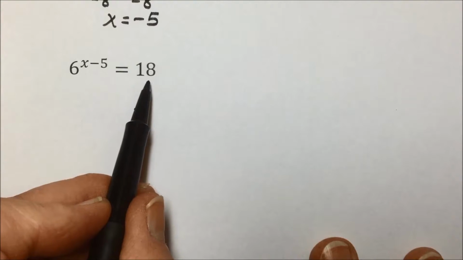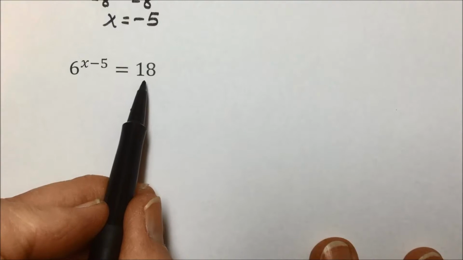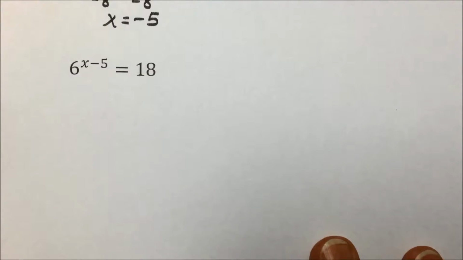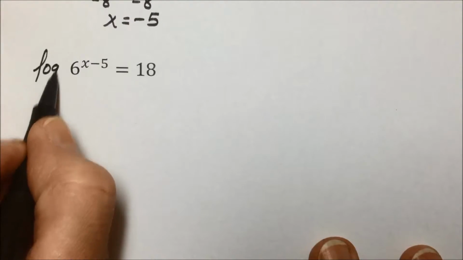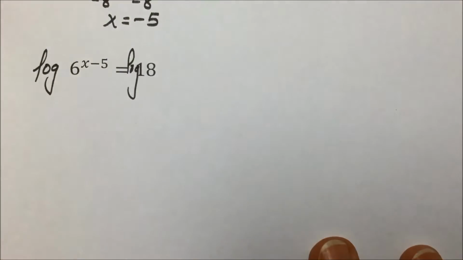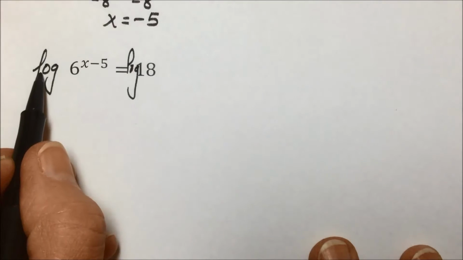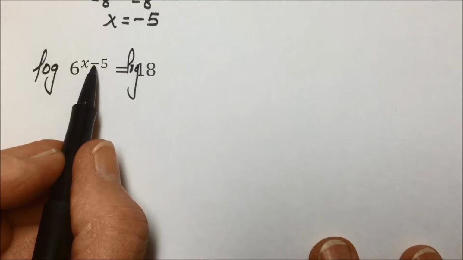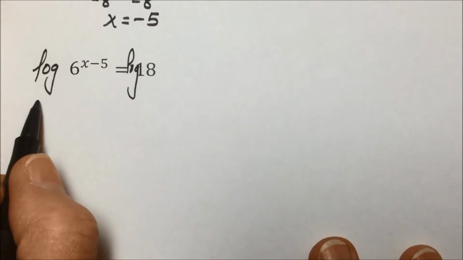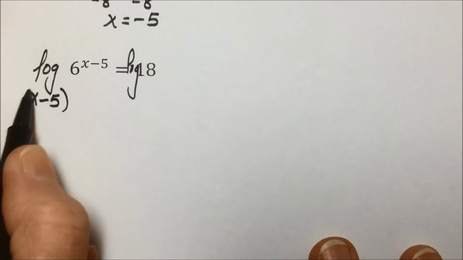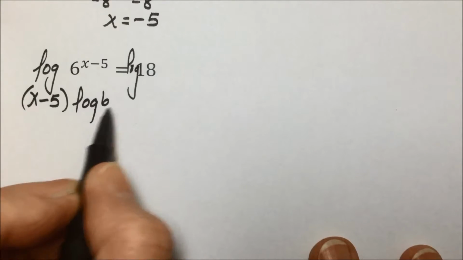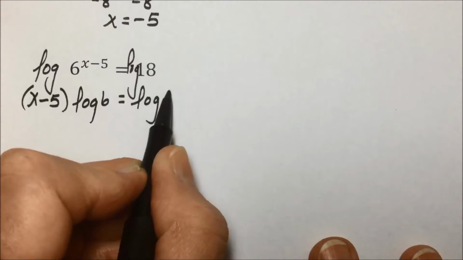We run into a similar problem to the previous one. Although they share a common 6, 18 cannot be written with a base of 6, so the only alternative is to take the logarithm of both sides, common or natural, it doesn't matter. Generally, people prefer the common log of both sides. Either one will generate an equivalent solution. The log of a quantity raised to a power, using our power rule, it becomes a coefficient. So we have x minus 5 times the log of 6 equals the log of 18.